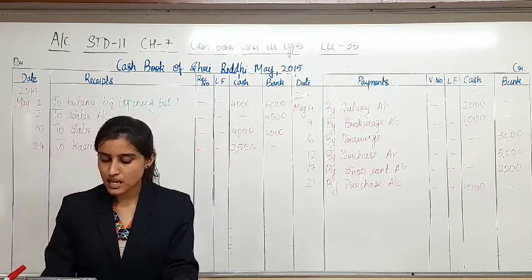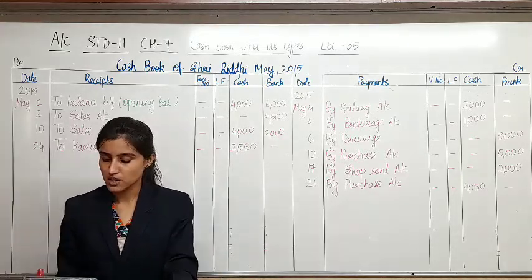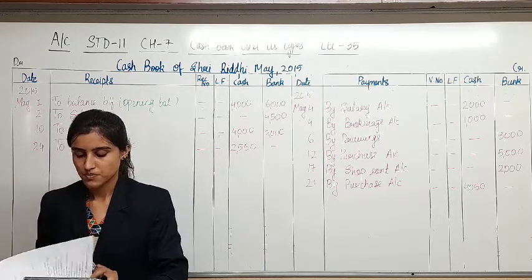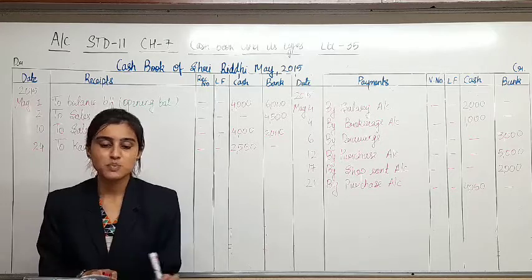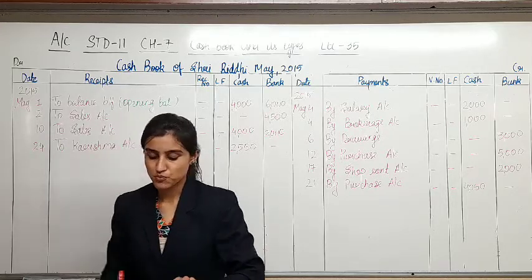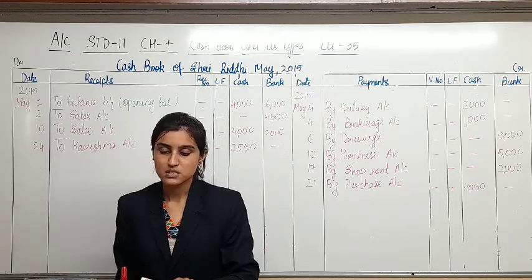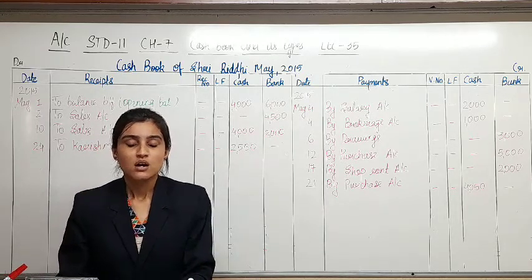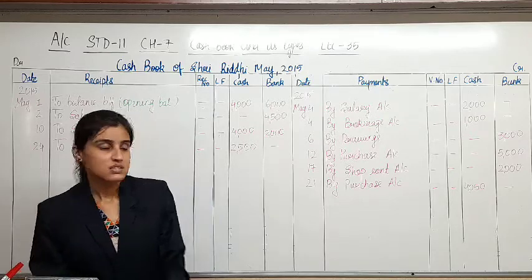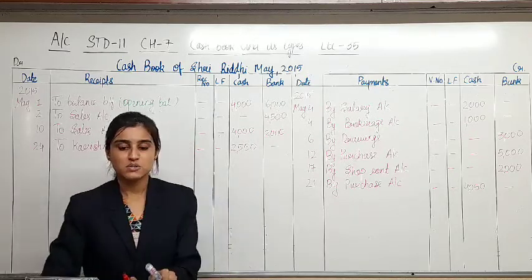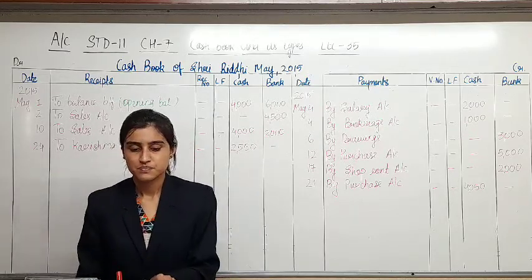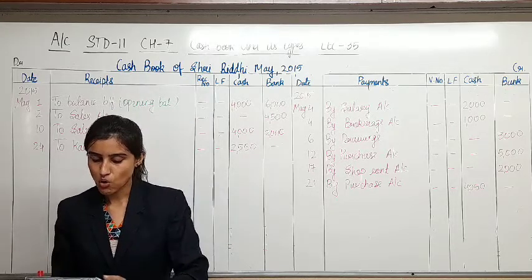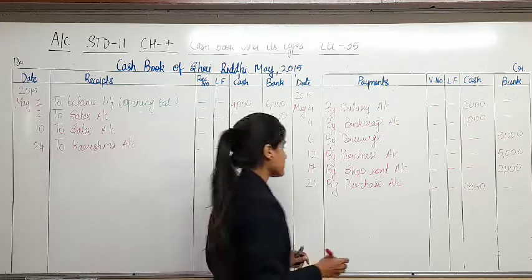Atma Kalyani has been paid rupees 1,200 towards full settlement of old account. Atma Kalyani has been paid. That means we have paid her. Yes? So this transaction will be recorded on payment side. So on this side, let me check the date. 26th of May, 1200.